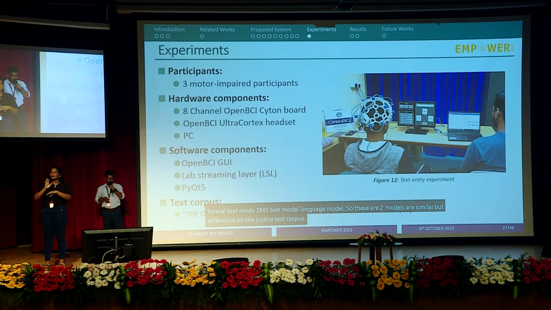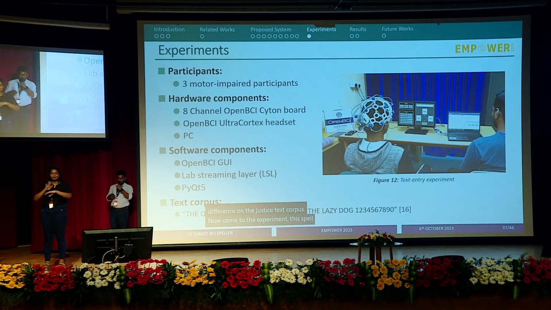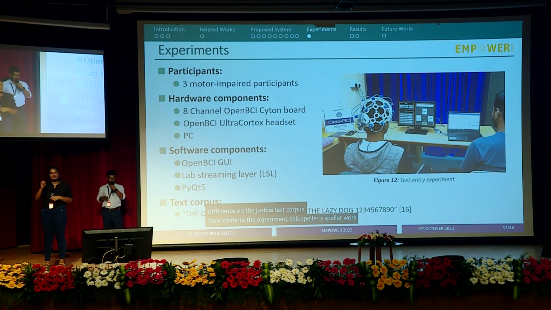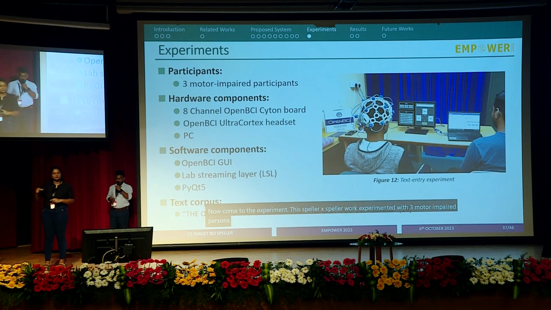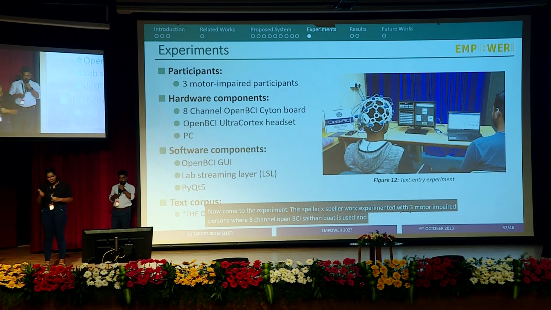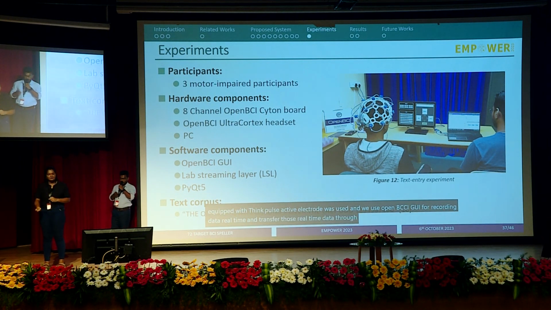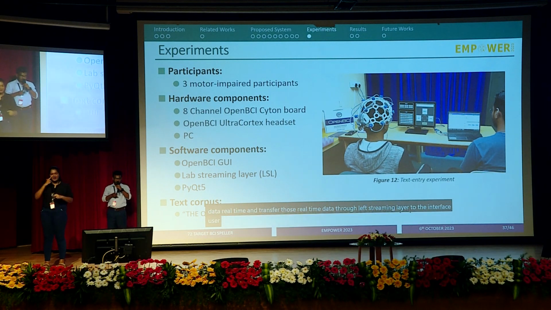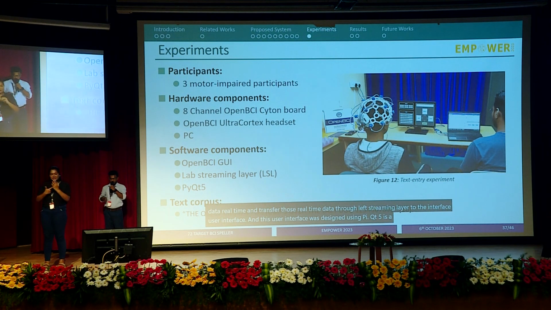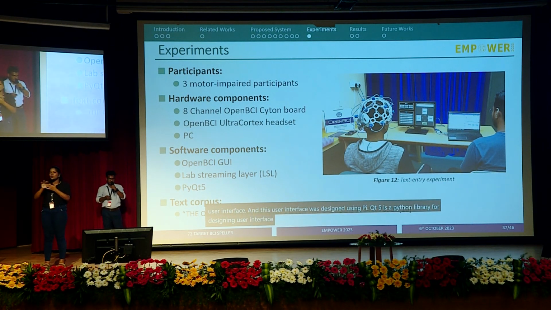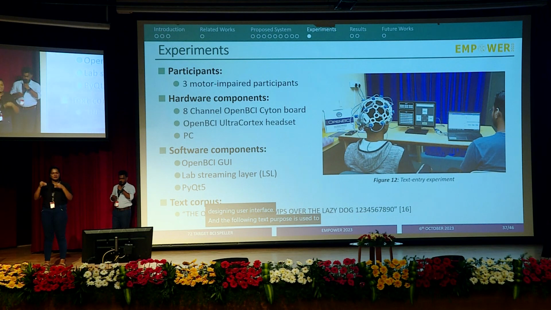Now coming to the experiment. This speller work was experimented with 3 motor impaired persons, where an 8-channel OpenBCI Cyton board was used, and OpenBCI Ultra Cortex headsets equipped with ThinkPulse active electrodes. We used the OpenBCI GUI for recording data in real time and transferred the real time data through a live streaming layer to the user interface. This user interface was designed using PyQt5, a Python library for designing user interfaces. And the following text corpus is used to evaluate the speller performance.